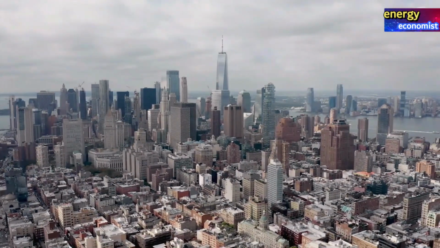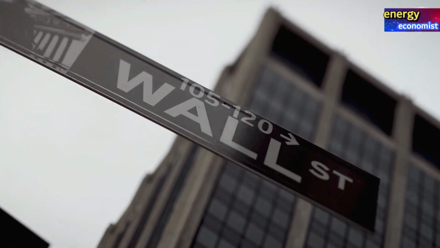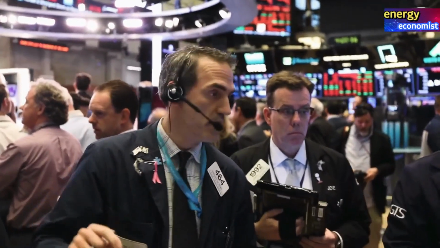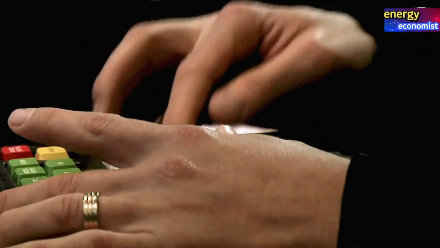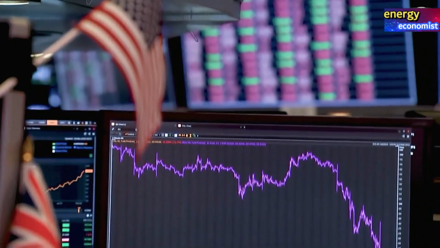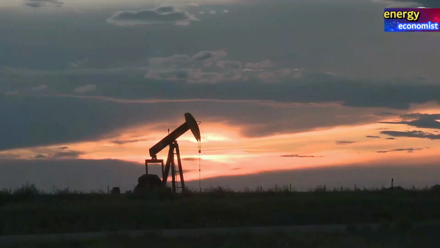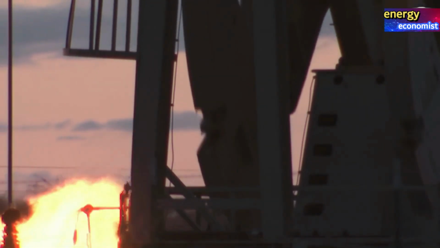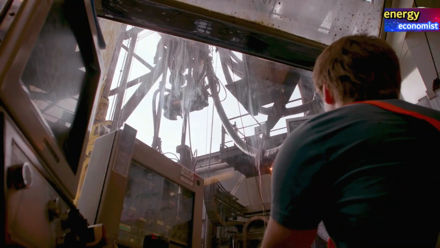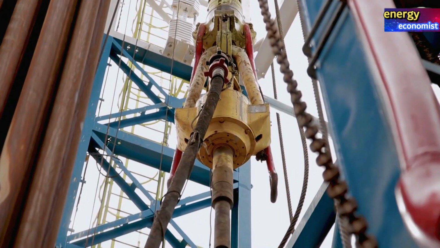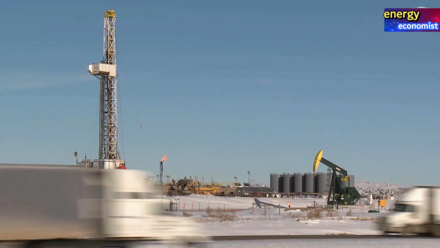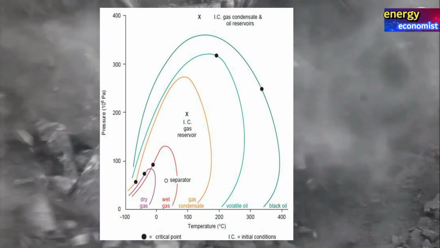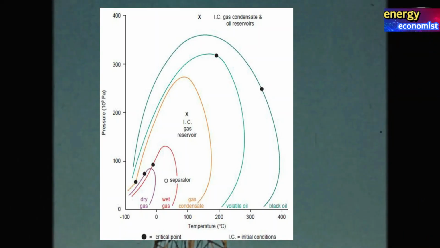Both volatile oils and black oils will liberate gas in the separators, whose conditions of pressure and temperature are well inside the two-phase envelope. A volatile oil contains a relatively large fraction of lighter and intermediate components, which vaporize easily. With a small drop in pressure below the bubble point, the relative amount of liquid to gas in the two-phase mixture drops rapidly, as shown in the phase diagram by the wide spacing of the isovol lines.